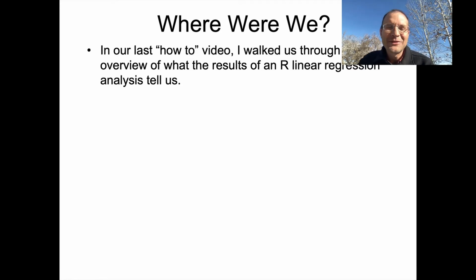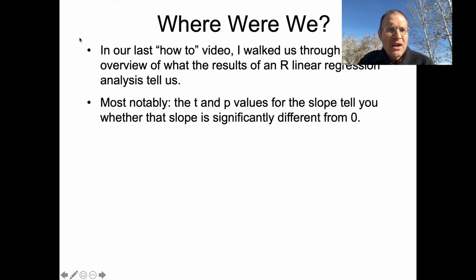So in our last how-to video, I walked us through an overview of what the results of an R linear regression analysis tell us. And most notably, what we focused on there were the t and the p-values for the slope part of the equation that a linear regression analysis will give us. Those t and p values for the slope will basically tell you whether that slope is significantly different from 0.